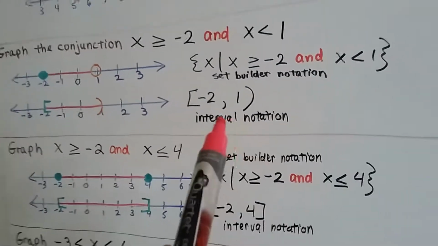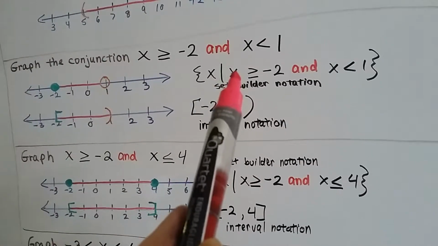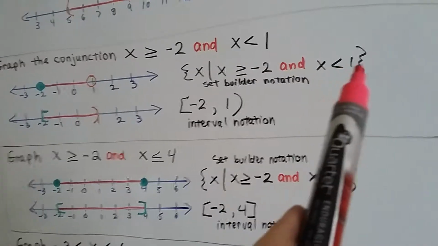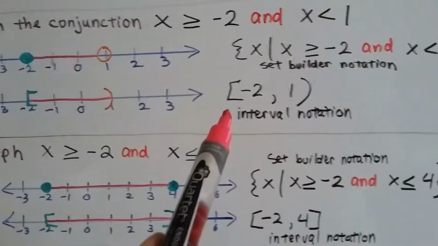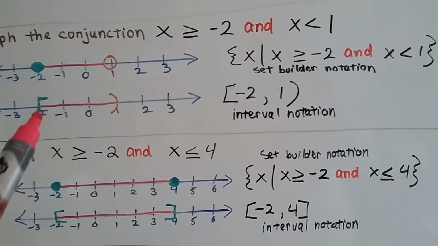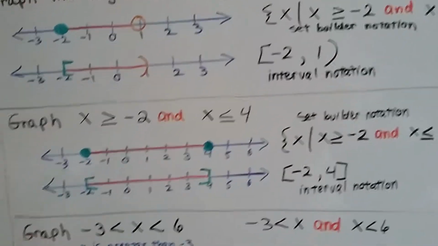So in set builder notation, we've got the set of all x such that x is greater than or equal to negative 2 and x is less than 1. And for the interval notation, look how easy this is. It's negative 2 with a bracket, see? And then a comma, and then the 1, and then the parentheses.